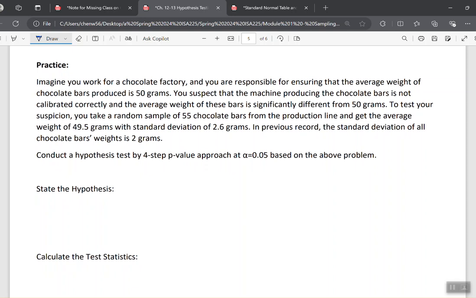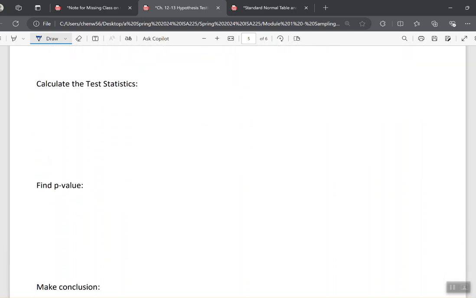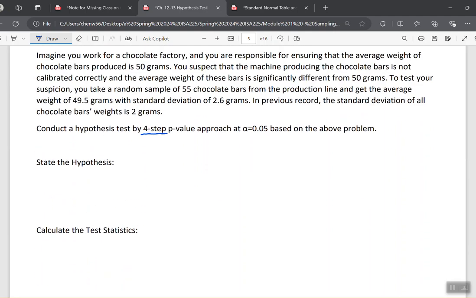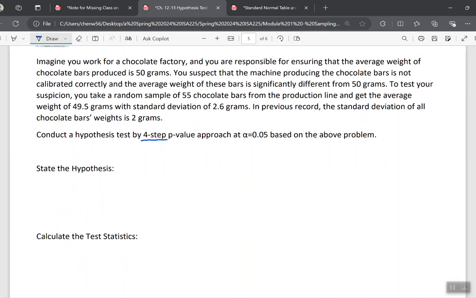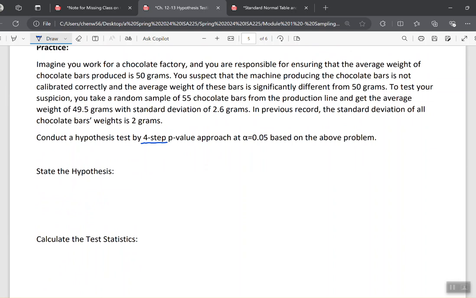All right, and then here, to make everything easy, I even gave you 4 partial questions with these 4 steps, right? Fill in the blanks, right? Try to understand what they are. If you're done with this practice, you can go to the Canvas and you can find the solution there, and compare the solution with yours.